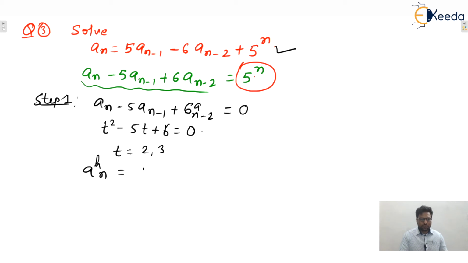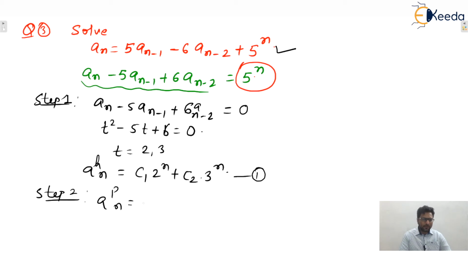So the homogeneous solution will be C1 into 2 raised to power n plus C2 into 3 raised to power n. Let's say that is equation 1. Now next, we'll see step 2. In step 2 we will choose the particular trial solution.